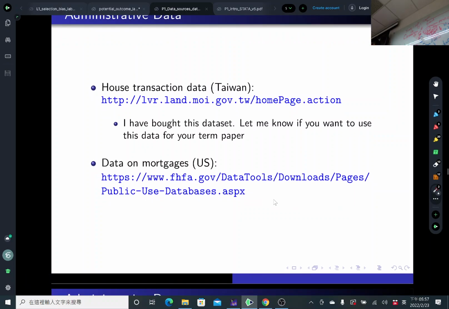So you will know the exact address of that house or apartment, and when they had this transaction. So it's very detailed information. And it's publicly available because it's not related to any human beings or any privacy issue. You can download from this website, using some web crawling technique. But you can also directly buy it, which costs like 3,000 or 6,000. I have already bought this data set, so if you want to use it, just let me know, I can give it to you. Okay. And data on mortgages for the US is also publicly available if you are interested.